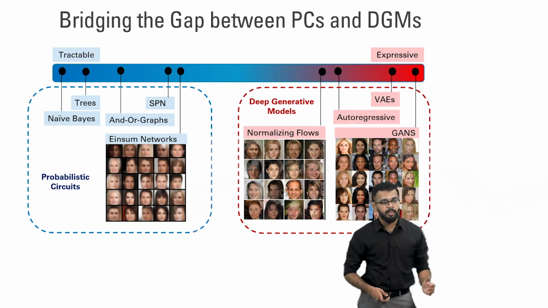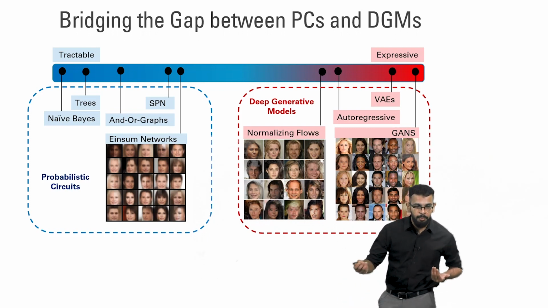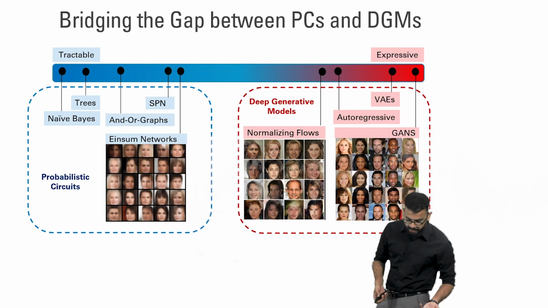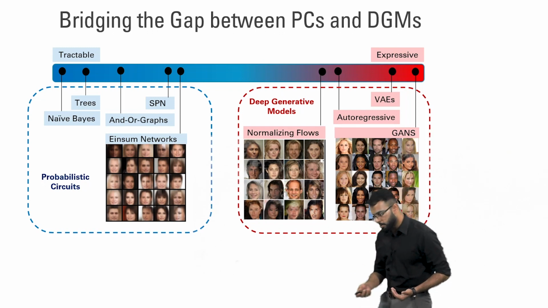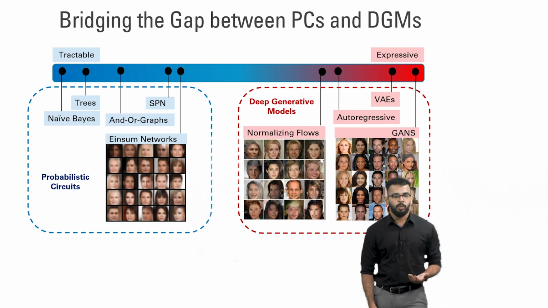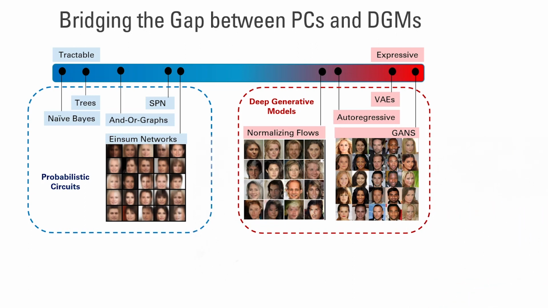But if you still look at the landscape, and if you look at the sort of samples that these models generate, you'll see that there's still a huge gap between the expressivity of these models. So even Einstein networks do not generate samples which are of comparable fidelity and quality with what deeper models generate, right? So the question we will ask, and this is what I work mostly on in my research, is how do you bridge this gap between the expressivity and tractability part of the spectrum, right?